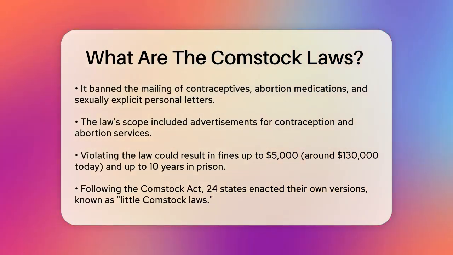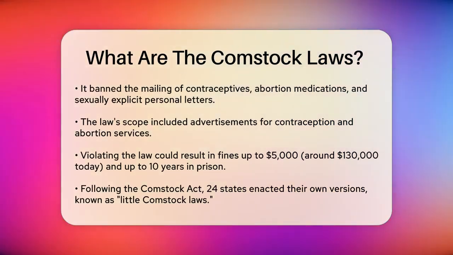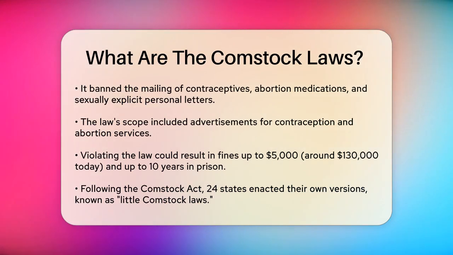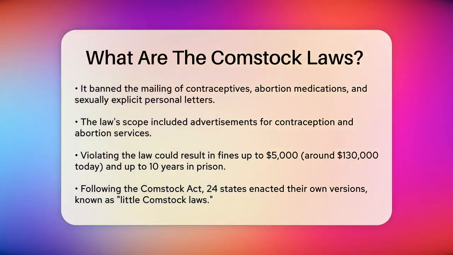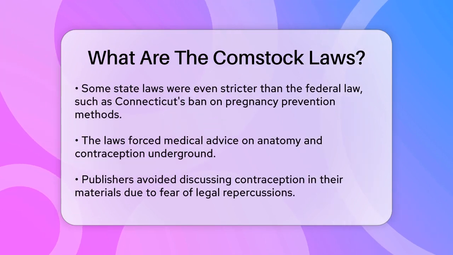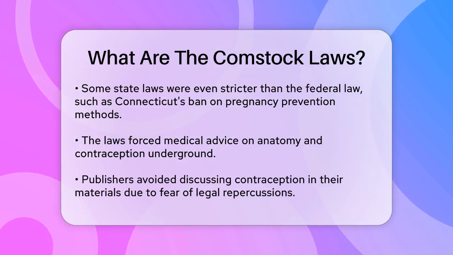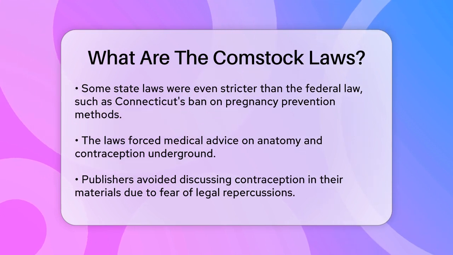Comstock's efforts didn't stop at the federal level. In the years following the passage of the Comstock Act, 24 state legislatures enacted their own versions of these laws, often referred to as Little Comstock Laws. Some of these state laws were even more restrictive than the federal law. For example, in Connecticut, it was criminalized to try to prevent pregnancy, even through methods like withdrawal.